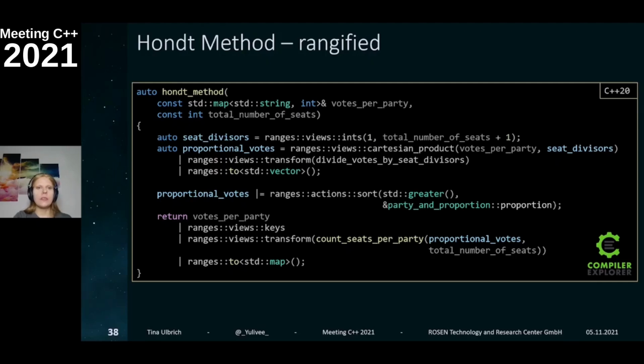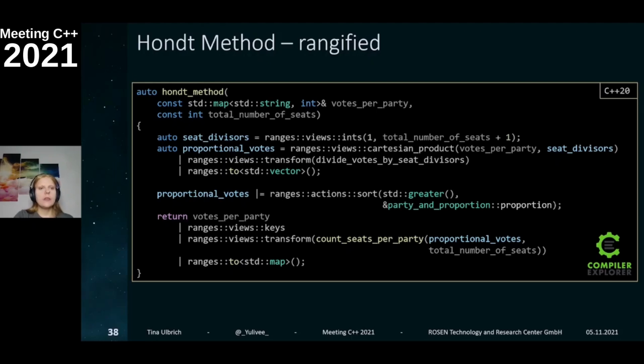So now I have this combined range of every value from this one range and value of the other range. And then I'm going to transform this new view by calling a function that is called divide votes by seat divisors. And I don't need to look into this function to know what the function is doing. And in the end, I want a vector. So when I read this, I would understand what these 3 lines of code are doing.